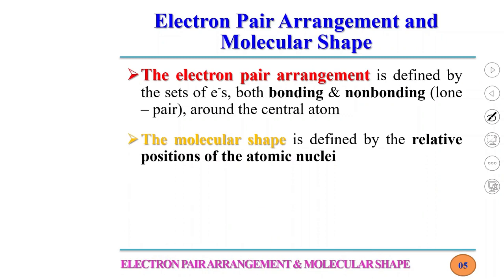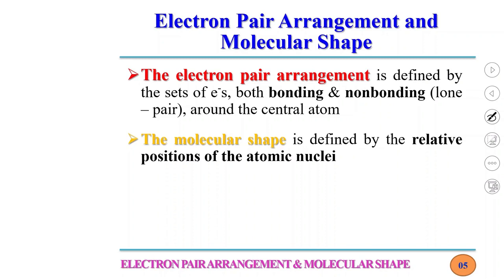Another was the molecular shape. This is defined by the relative position of the atomic nuclei. So to predict the shape of the molecules, all the time look at the atoms, terminal atoms as well as the central atom. By only looking at the atoms, we can easily predict or determine the shapes of the molecules, or the geometry of the molecule. Molecular geometry, okay?